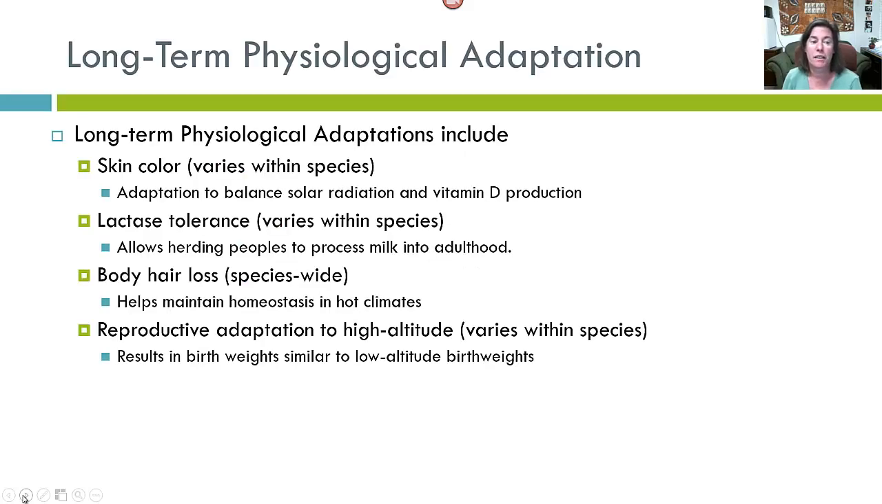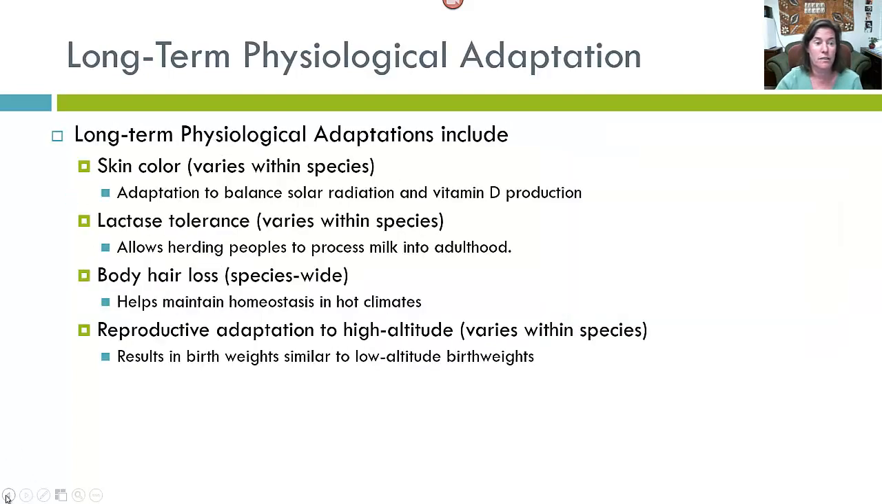Long-term physiological adaptations include things like skin color, which varies with species. These are adaptations to balance solar radiation and vitamin D production. I'm going to be talking about this in more detail. We also have lactase tolerance, which also varies within species. It allows herding peoples to process milk into their adulthood. We have body hair loss, which is species-wide and helps maintain homeostasis in hot climates. And we also have reproductive adaptation to high altitude, which varies within species and results in birth weights similar to low-altitude populations.